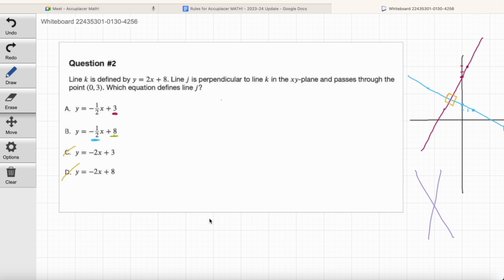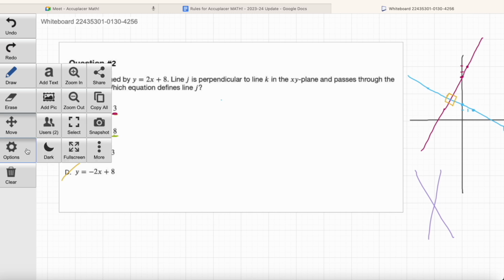Because they tell us that the line J goes through this point (0, 3). They tell us that in the question. Which means, by the way, we know when x is 0, the y value has to be 3 for the right answer. Let me make that a little bit more clear. When x is 0, the y value's got to be 3. Does that make some sense?